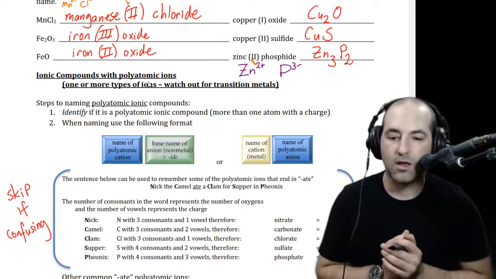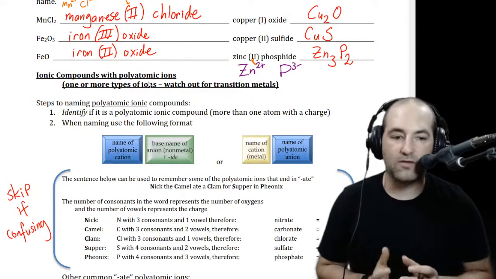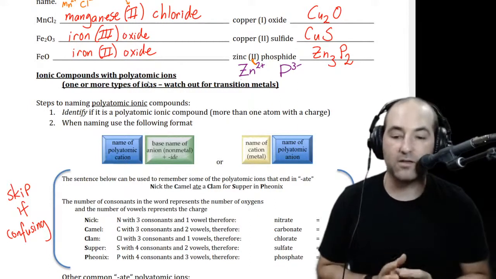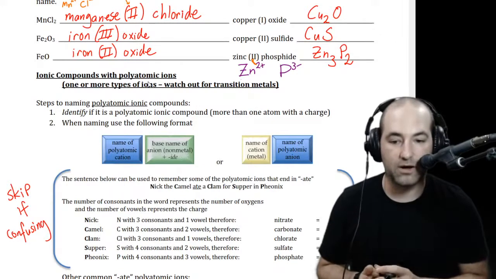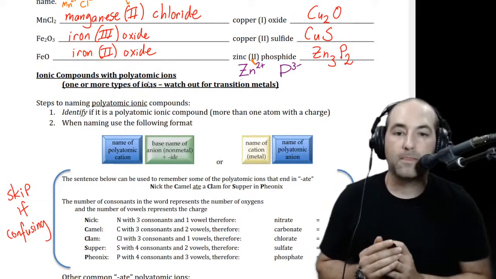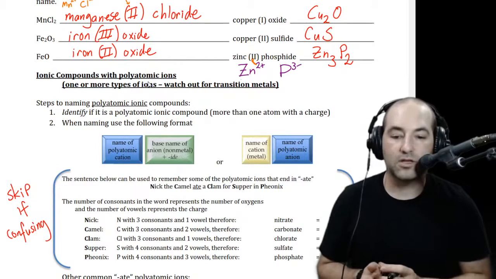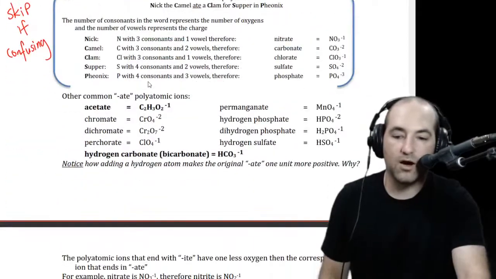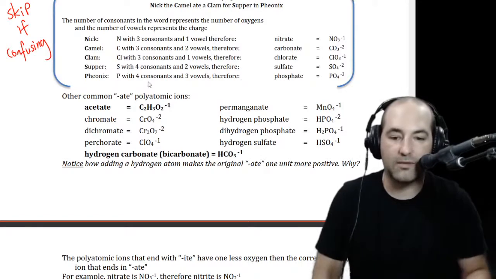And there isn't a new way of naming those compounds. They still follow the same rules that we've already talked about, but we have to watch out for them because they're a little bit different. So here are some common polyatomic ions.